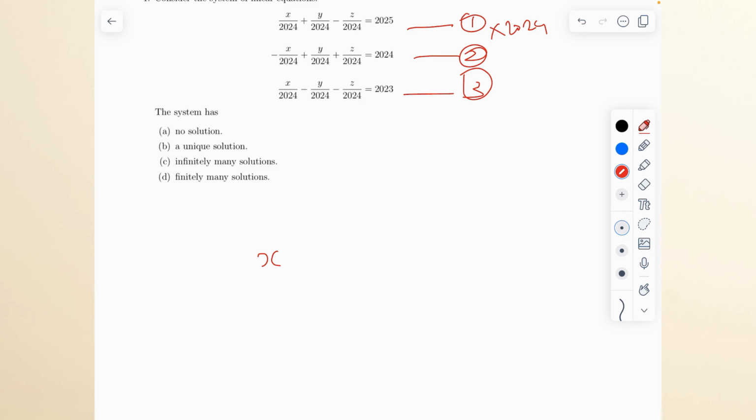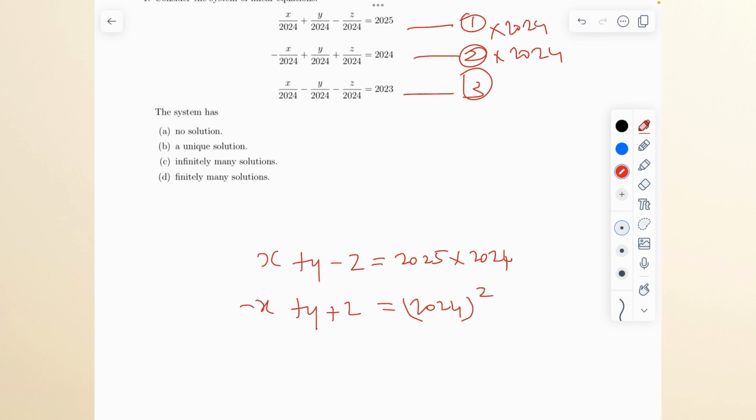So if you multiply the first equation by 2024, it will become x plus y minus z is equal to 2025 into 2024. Similarly, if you multiply the second equation by 2024, we'll get minus x plus y plus z is equal to 2024 the whole square. Next, multiplying the third equation by 2024, you'll get x minus y minus z is equal to 2023 into 2024.